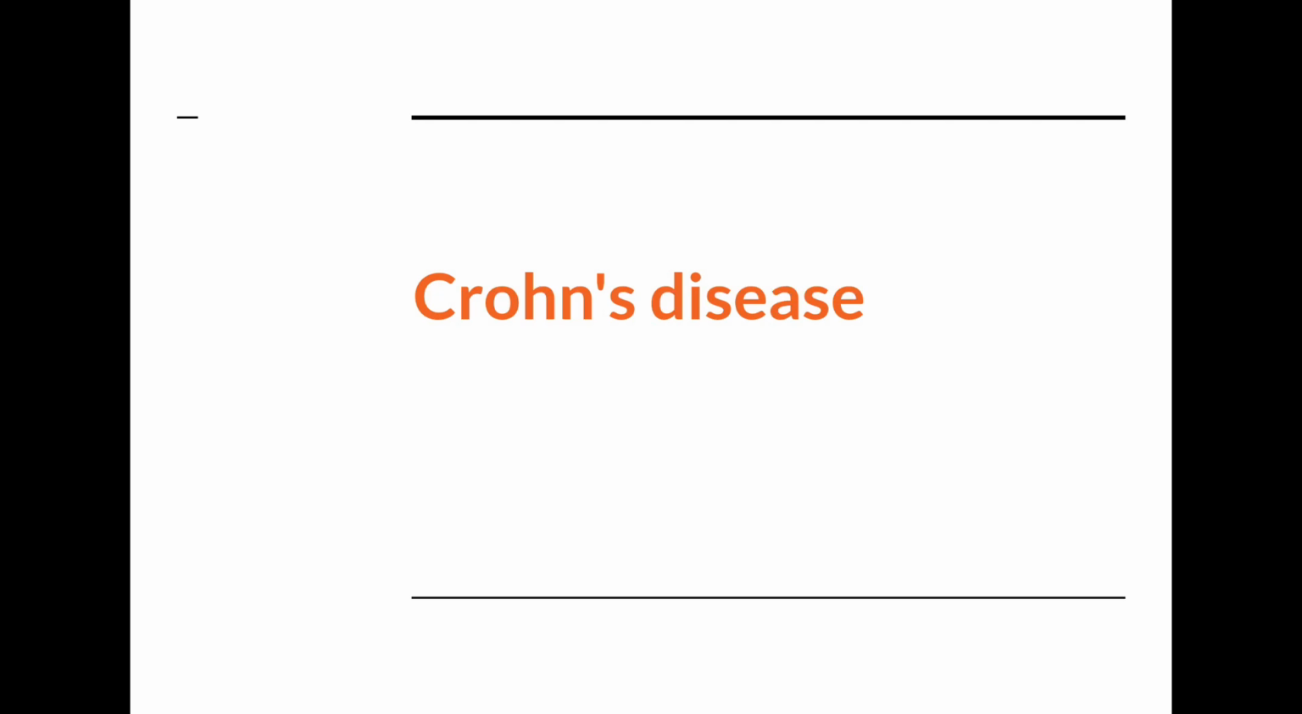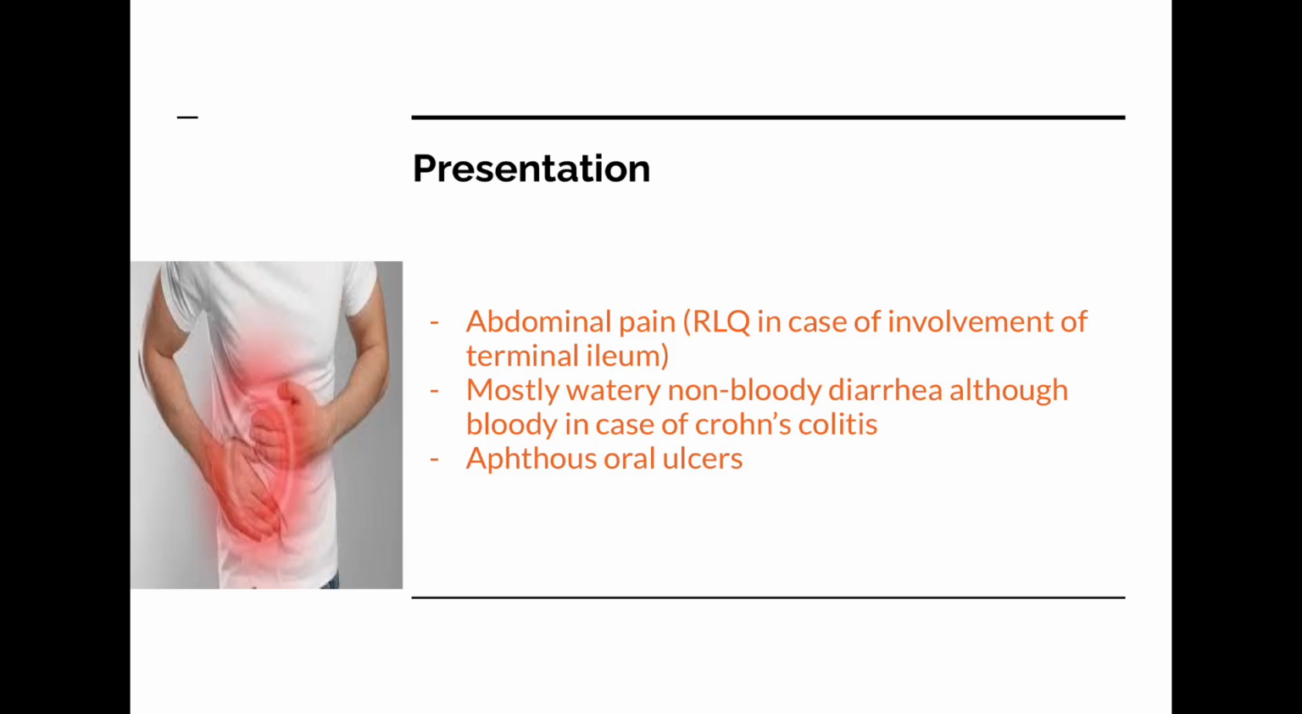Now let's talk about each specifically, starting with Crohn's disease. So I put a picture on the left of a person with abdominal pain, and as you can see, he's putting his hand over his right lower quadrant. This is to help you remember that Crohn's disease presents with abdominal pain that's mostly in the right lower quadrant due to the involvement of the terminal ileum. The abdominal pain is also associated with mostly watery non-bloody diarrhea. However, in cases of extensive colon involvement, called Crohn's colitis, it can present with bloody diarrhea. And I mentioned in the previous slide, it can also involve aphthous oral ulcers.